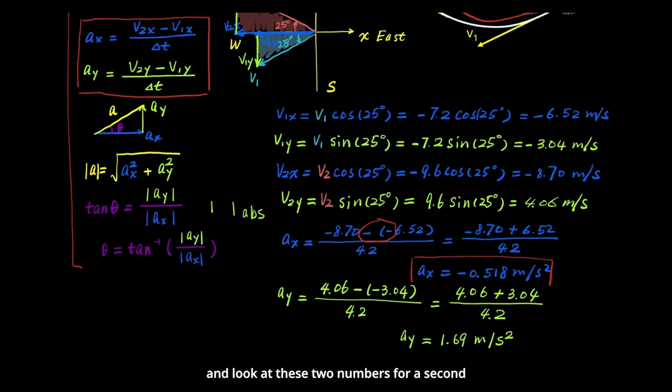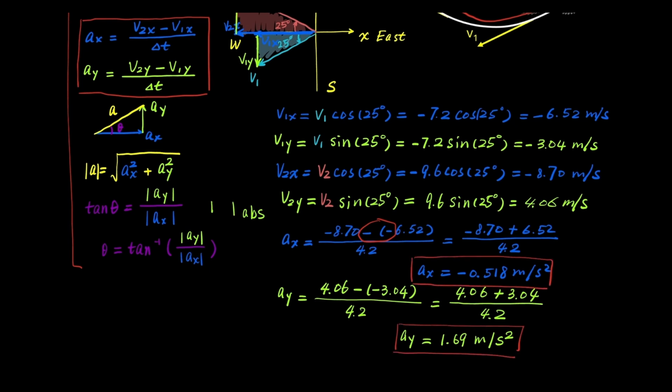And look at these two numbers for a second. AY is 1.69 and AX is only negative 0.518. The y component is way bigger, and that makes total sense. The Falcon was going west the entire time, right? So the x direction is barely changed, but the y direction flipped completely from south to north. Of course, most of the acceleration is in the y direction, right?